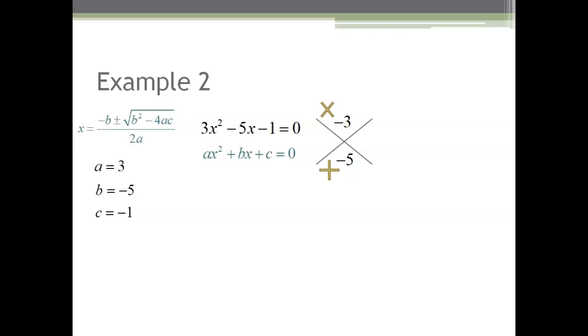Okay, so now let's go ahead and use the quadratic formula. So we have x equals, now be careful here, negative b, so that's going to be a positive 5 plus or minus the square root of, and then when you square that b, make sure you're squaring the entire number. So it's negative 5 in parentheses squared, minus 4 times a times c, so 4 times 3 times negative 1, and put that all over 2 times a, so 2 times 3.